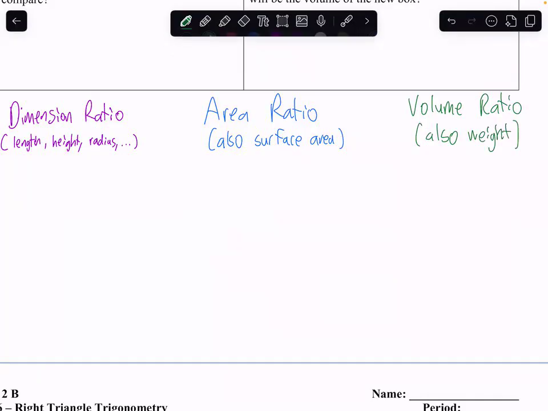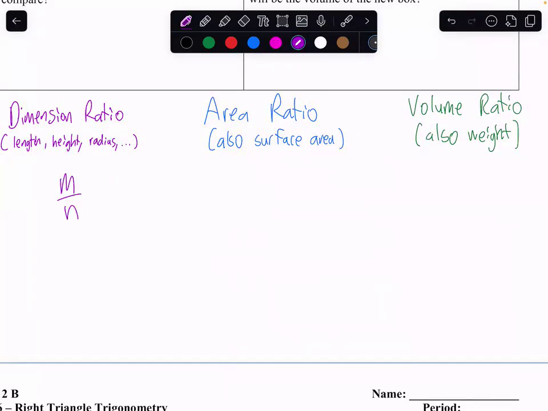Okay, so the dimension ratio is some number m to some number n. Okay, and this is for any shape, whether you're comparing 2 circles, 2 triangles, 2 cubes, whatever. Okay, then to get from the dimension ratio to the area ratio, you square both numbers. So the area ratio is going to be m squared to n squared.